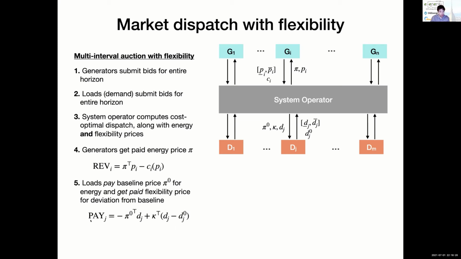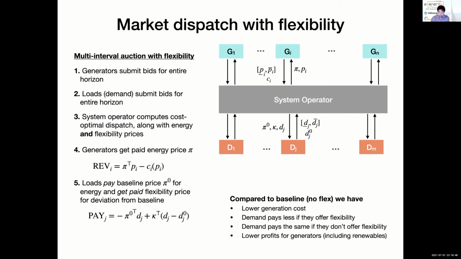So that's shown here. So the payment that the load makes is the negative of this, and then they get paid negative of their energy consumption at the original price, and they're paid if they deviate from their baseline. Now, if they don't deviate from their baseline, this flexibility payment is zero, and they're just paying what they would have originally.